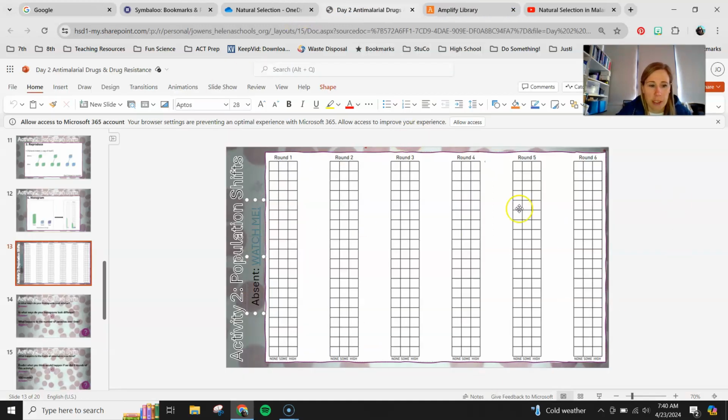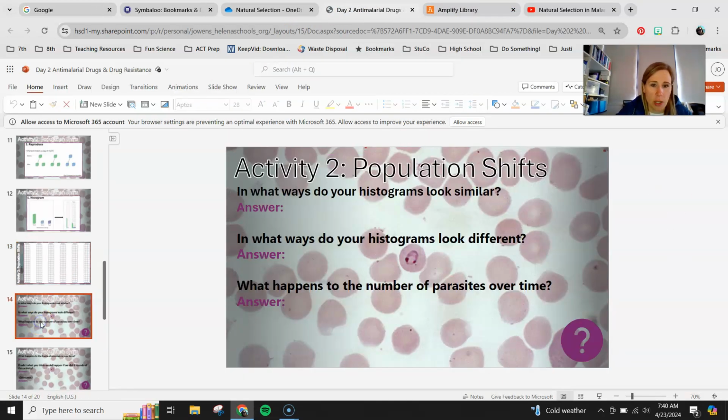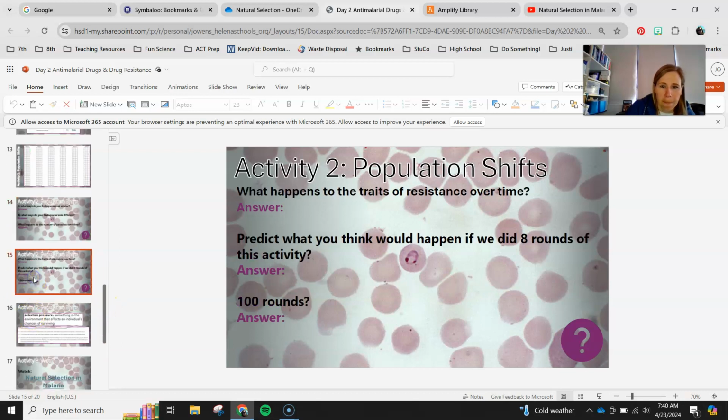And then complete your histograms and then answer these questions. In what ways do your histograms look similar? In what ways do your histograms look different? What happens to the number of parasites over time? What happens to the traits of resistance over time? And predict what you think would happen if we did 8 rounds of this activity instead of just 6. What about 100 rounds instead of 6?